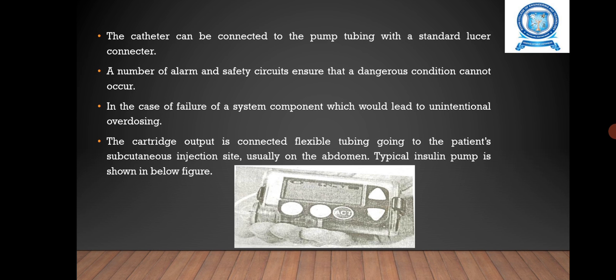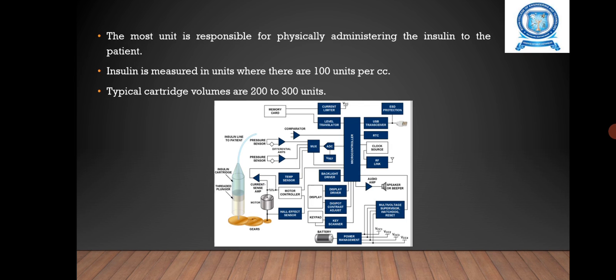Here a number of alarm and safety circuits ensure that a dangerous condition cannot occur. In the case of failure of a system component which would lead to unintentional overdosing, the cartridge output is connected to flexible tubing going to the patient's subcutaneous injection site, usually on the abdomen. The pump unit is responsible for physically administering the insulin to the patient. Here the insulin is measured in units, where there are 100 units per milliliter. Typical cartridge volumes are 200 to 300 units.